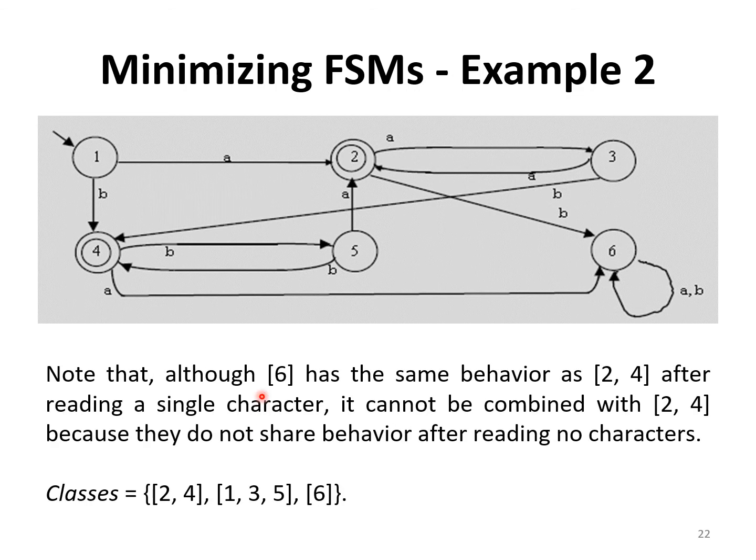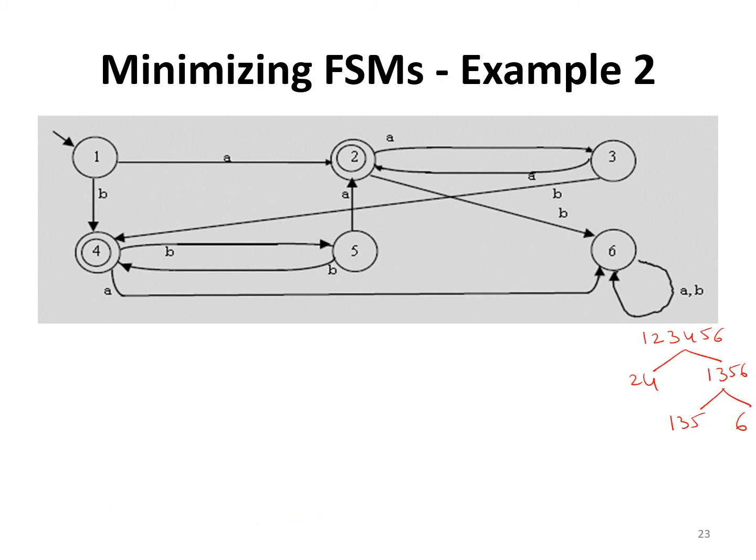Note that although class 6 has the same behavior as class 2, 4 after reading a single character, it cannot be combined with class 2, 4 because they do not share behavior after reading no characters. So by now the classes obtained are 2, 4, 1, 3, 5 and 6 at this step. At the end of this step, we came across these 3 classes.